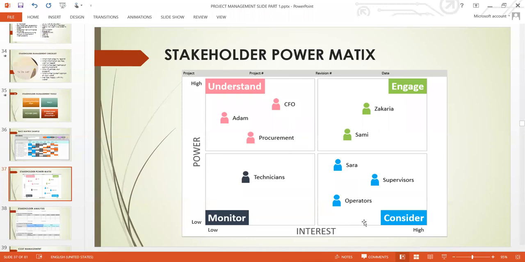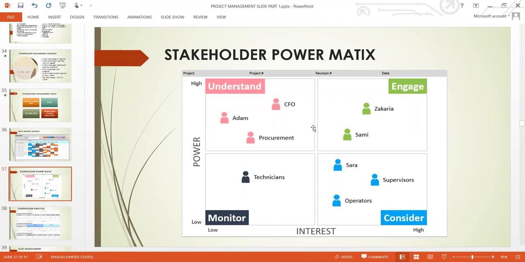But the supervisor, Sarah, and the operator, they have high interest in this project because maybe they are the people that will be benefiting from this project, but they don't have high power. They have high interest, but low power. So you need to consider them. You still need to let them know what is going on, because of their high interest. But the people who have high power and high interest are these people in green, Zachariah and Sami. You need to work with them closely.